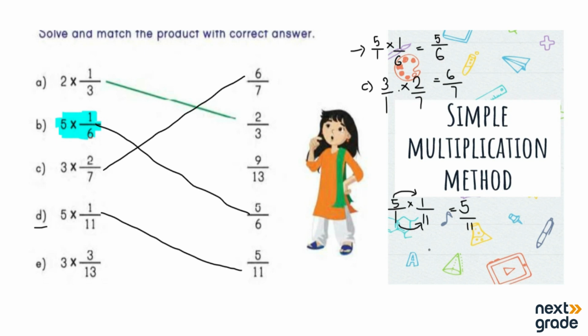Alright, next we have 3 into 3 over 13. So we're gonna write over here 3 over 1 and multiply by 3 over 13. हम 3 को 3 से मल्टीप्लाई करेंगे एंड 1 को 13 से. So the answer is 3 3s are 9 and 13 ones are 13. Answer is 9 over 13. So this is the product of the following fraction. We're going to match it like this.